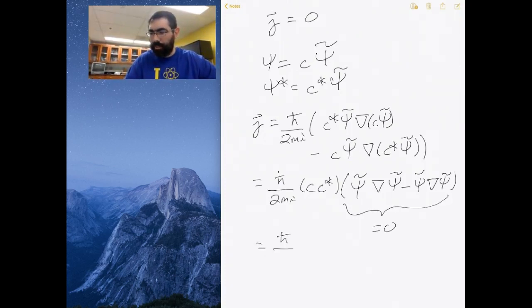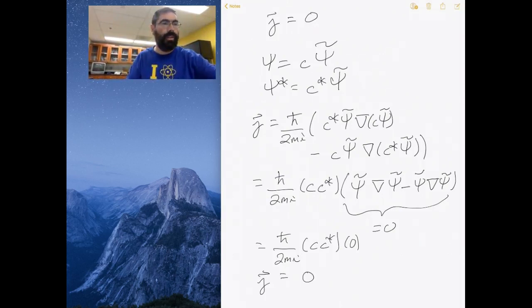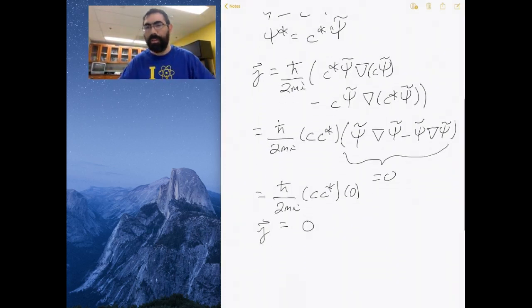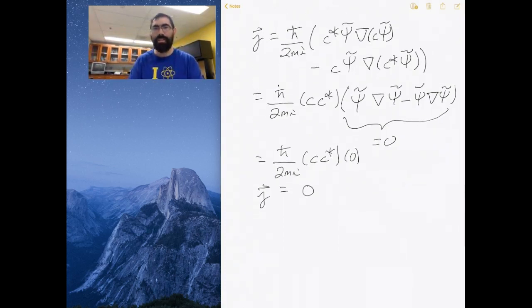So what we're left with is ħ/(2mi) c* times 0. So our current is basically 0. A pretty simple exercise, but it shows that if the wave function is just real and what makes it complex is just a coefficient that you multiply times the wave function, then in the end the probability current is just 0.